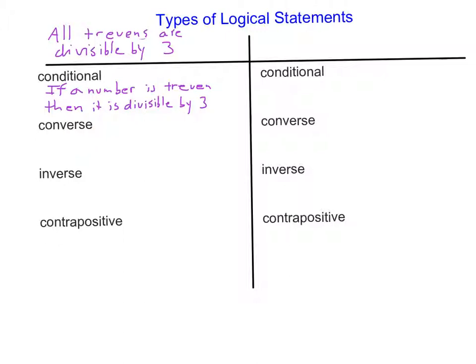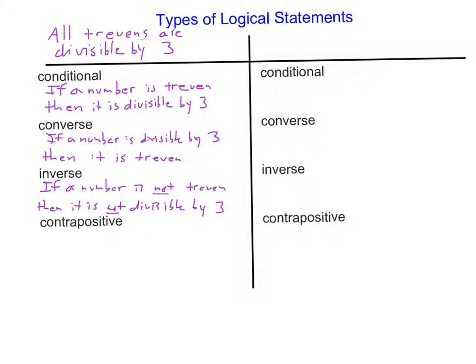For the converse, I'm going to switch the order of the hypothesis and the conclusion. So if a number is divisible by 3, then it is Trevin. For the inverse, I'm going to refer back to the conditional and negate both the hypothesis and the conclusion. So if a number is not Trevin, then it is not divisible by 3. And then for the contrapositive, you negate this one and then follow it with the negation of that one. So if a number is not divisible by 3, then it is not Trevin.